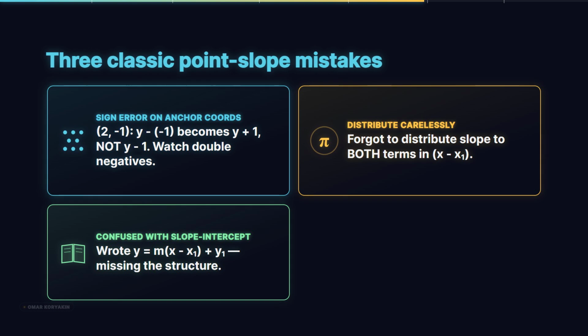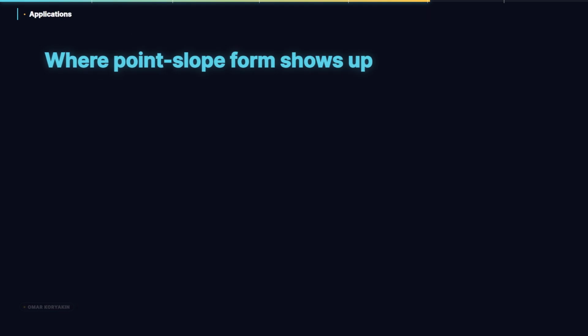The fix is to memorize the standard form: precisely subtract on the left, multiply on the right, parentheses around x minus x1. The point-slope form is even more common in real applied work than the slope-intercept form because real-world scenarios usually have a known starting point that is not at the y-axis crossing.